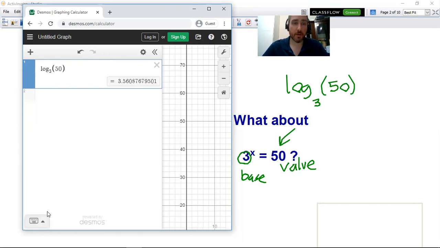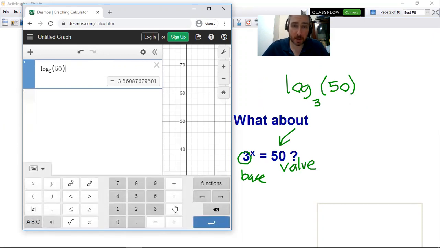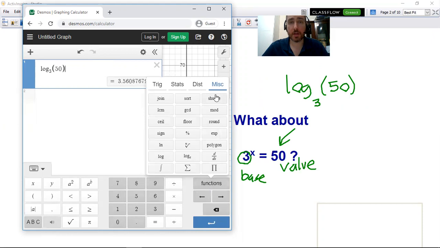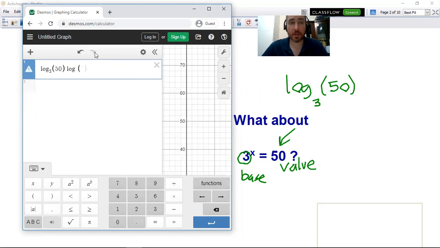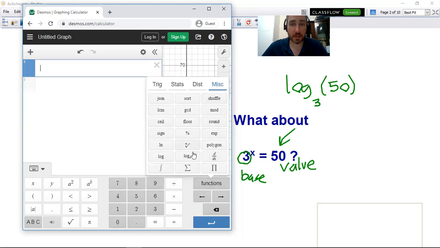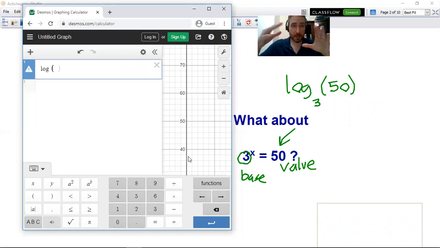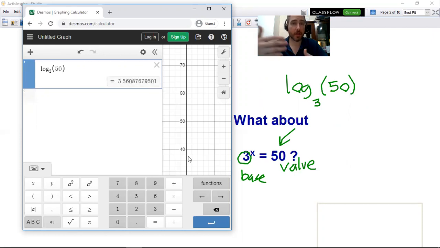Alternatively, if you're on Desmos, you can hit the show keypad down there, click on functions, click on miscellaneous, and there's an option to do log. So functions, miscellaneous, log A, and in that place where the A is, you could put the 3, right arrow, and you could put 50. So you have a couple ways to do it on Desmos, but this is your answer, 3.5608. No guessing and checking, no graph intersections. That's what a logarithm does.